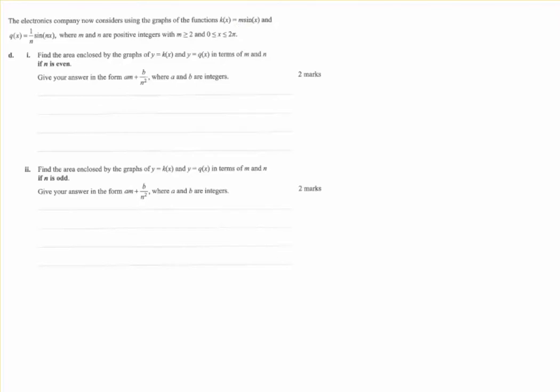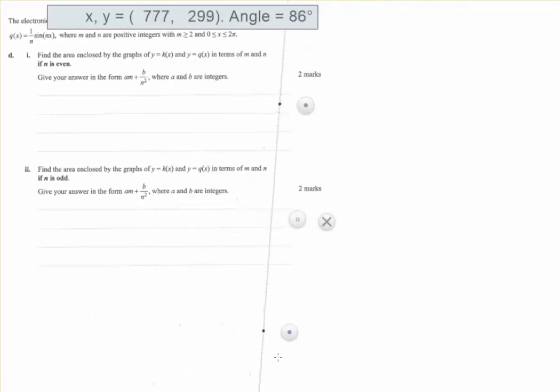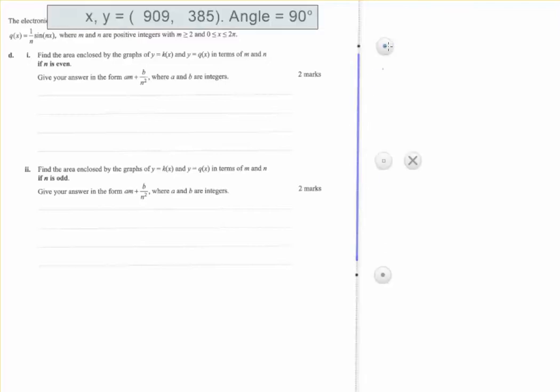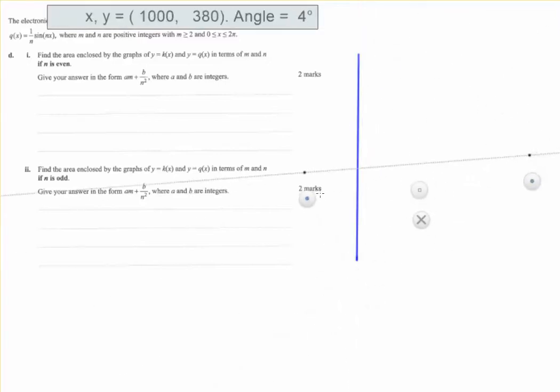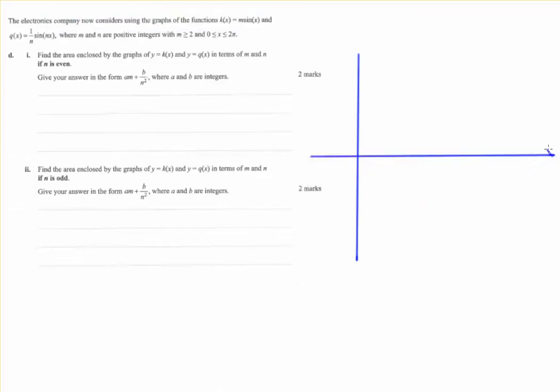I'm going to do a sketch here to show you an example of what the graphs might look like. So we're going to have a look at m sine x, and we can rule a nice big set of axes here. So our function k of x might look something like this. This is k of x.